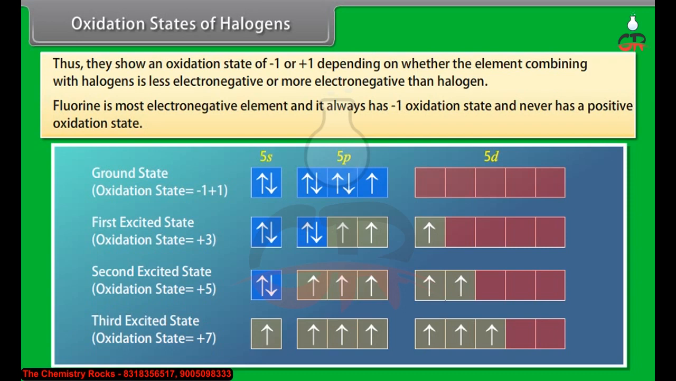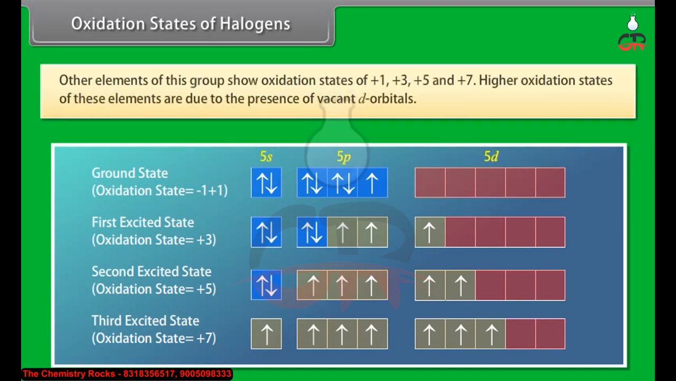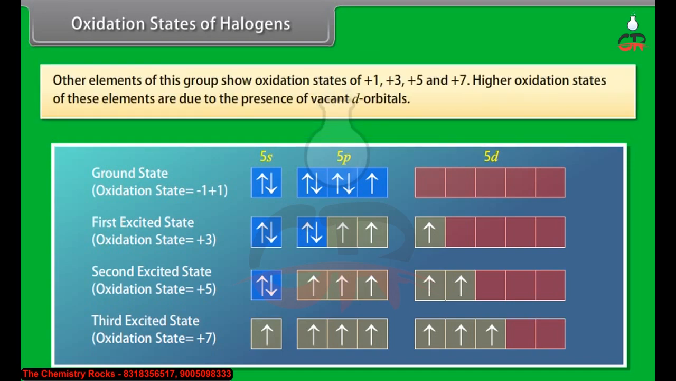Fluorine is the most electronegative element, and it always has the -1 oxidation state and never has a positive oxidation state. Also, higher oxidation states are not possible in fluorine as it does not have vacant d orbitals. Other elements of this group show oxidation states of +1, +3, +5 and +7. Higher oxidation states of these elements are due to the presence of vacant d orbitals.